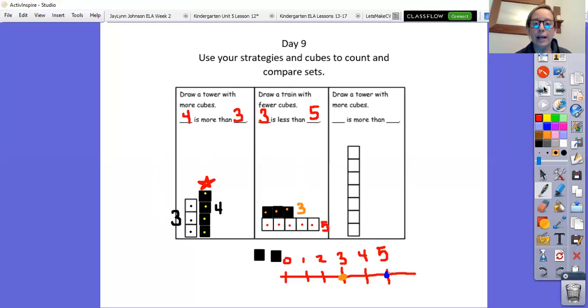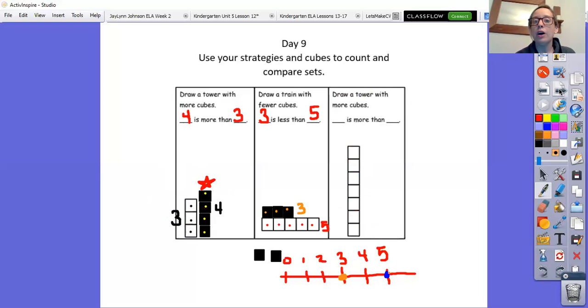So I'm not going to do that last one. This last one I want you to do on your own. Again, it's just saying draw a tower with more cubes, so it's exactly like the first one that we did. What you're going to do is use your cubes at home, count how many you have here, duplicate that with your cubes at home, and then just keep stacking a couple more.